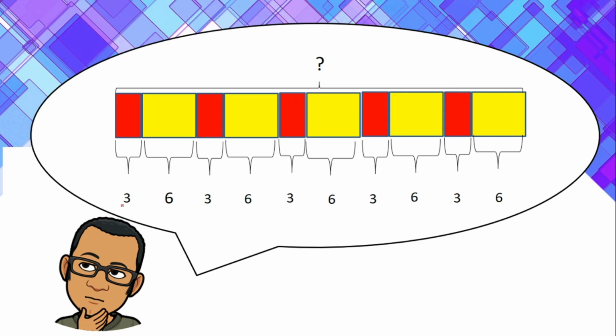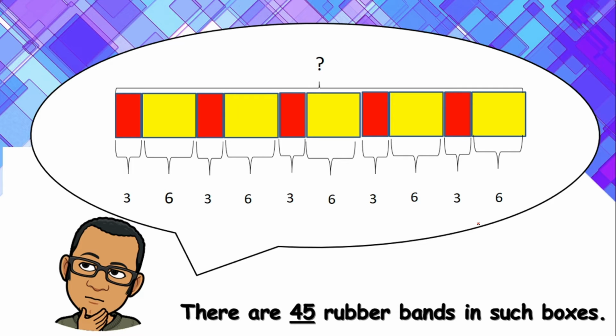Or yung kung medyo fast learner naman yung bata or medyo magaling mag-isip. Okay? Ang gagawin lang niya, sisimplihan niya. I-add niya lang 6 plus 3 and that is 9. Then i-multiply niya sa 5. So, now, what is the answer? The answer there is there are 45 rubber bands in such boxes. So, ganun lang siya kasimple. Okay?